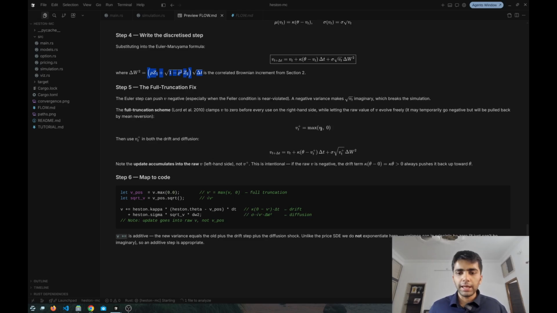So we take a max of variance comma 0, where basically if variance is negative, then by default we will get a value of 0, and if it's positive, then we'll retain its original value. So that will prevent it from becoming negative. And this is the final discretized equation for the variance SDE, and we are going to use this while performing the Monte Carlo simulation.